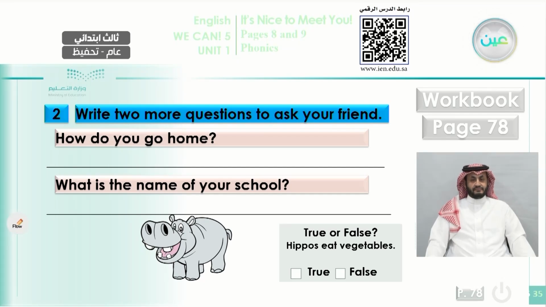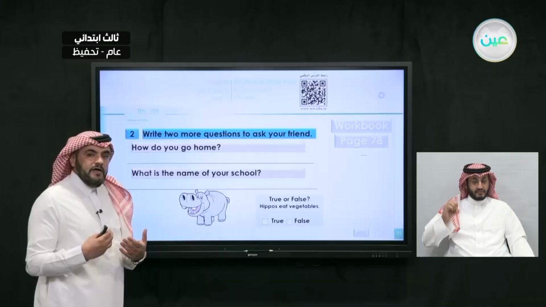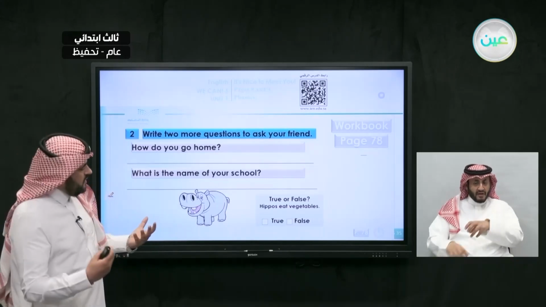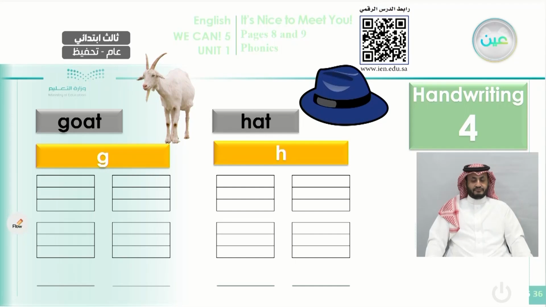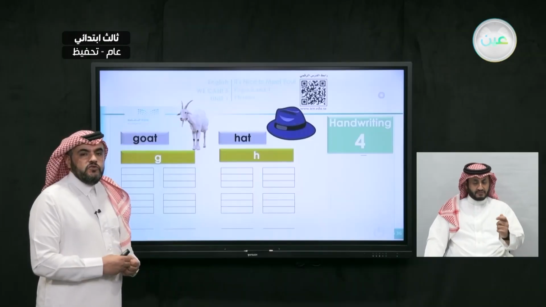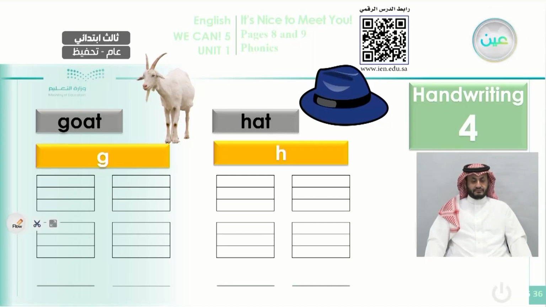Now here we have an animal, it's called hippo. There is a very interesting question here. Hippos eat vegetables. Do hippos eat vegetables? You can search for this piece of information and find out the answer. And now we go to the last part of our class today. Here we have a goat. The first letter of the word goat is G, and we have the word hat. The first letter of the word hat is H. But how to write these 2 letters, we will learn how to write them correctly in lines like this.